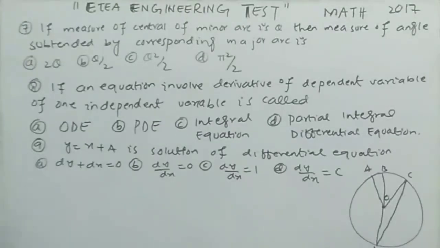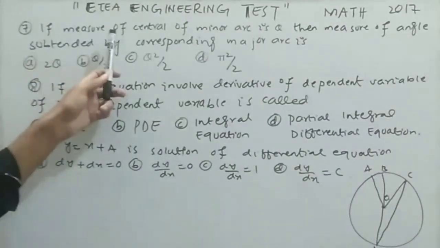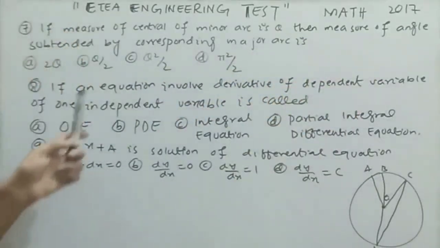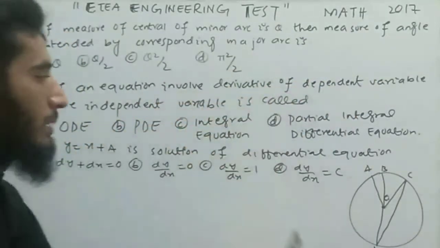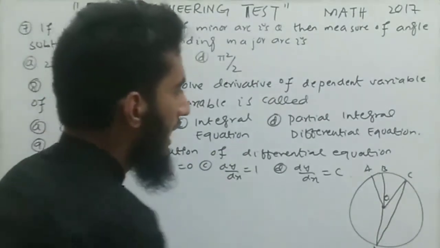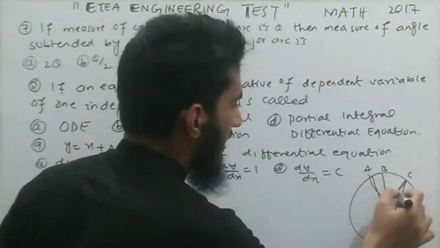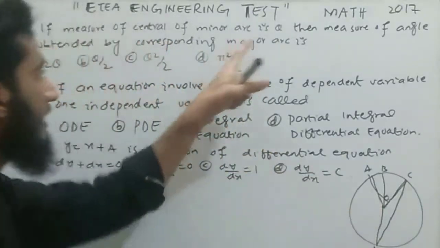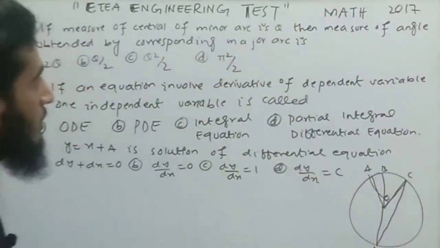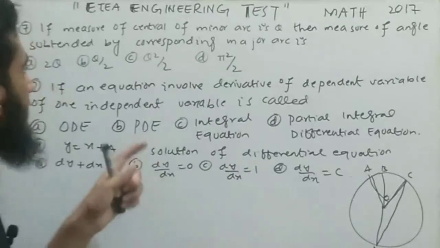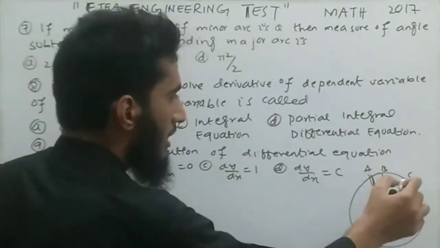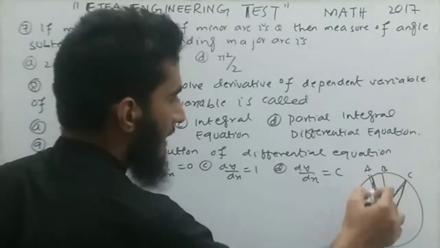Now move to the next MCQs. MCQ number 7. If the measure of the central angle of a minor arc is theta, then the measure of the angle subtended by the corresponding major arc will be. Let's suppose this is a circle and this is one arc and this is a second arc. So this is actually the minor arc, and the minor arc makes an angle of theta. So what will be the angle made by the corresponding major arc? So this is actually the major arc passing from C to D and passing from A to D.